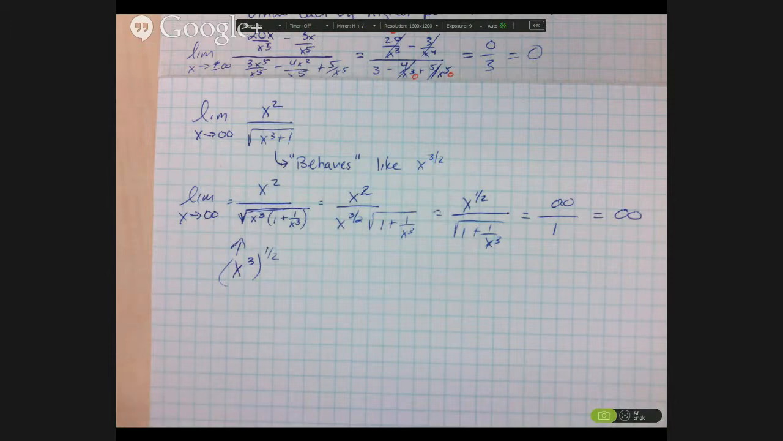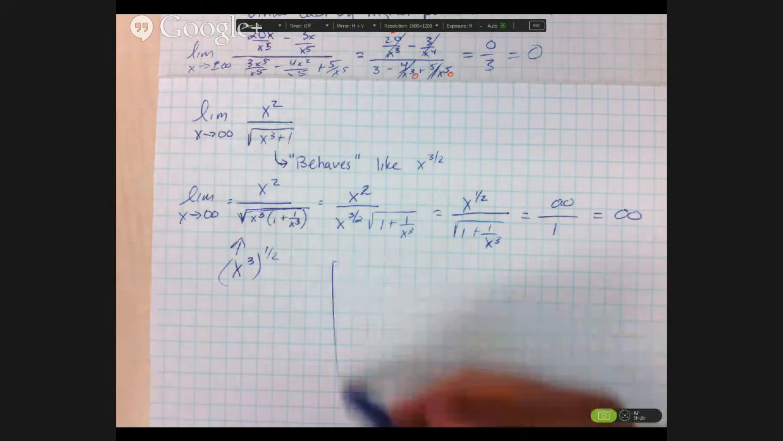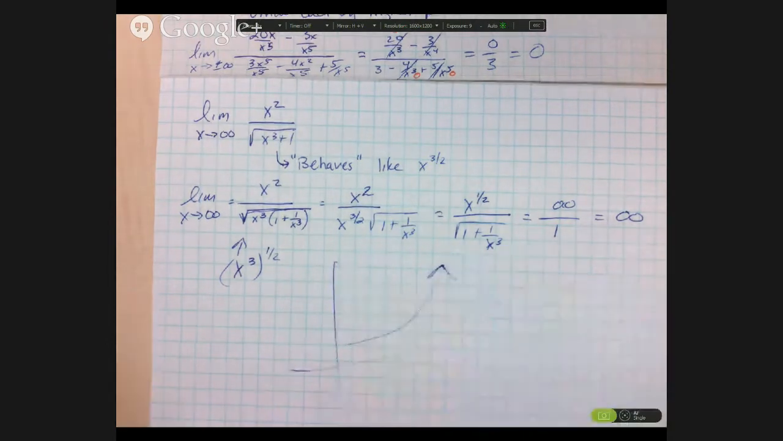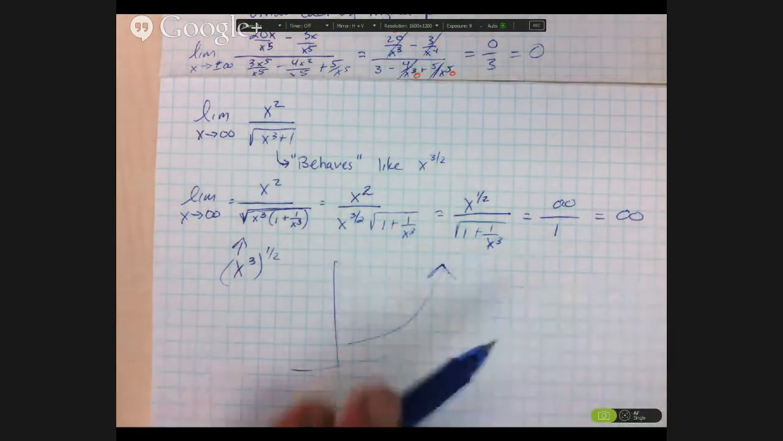Wait, infinity? Okay. So you're basically looking at function behavior, not being mathematically perfect. So that's a vertical asymptote at 1? No, because it's the limit as x approaches infinity. It looks like that. As x goes to infinity, so does y.